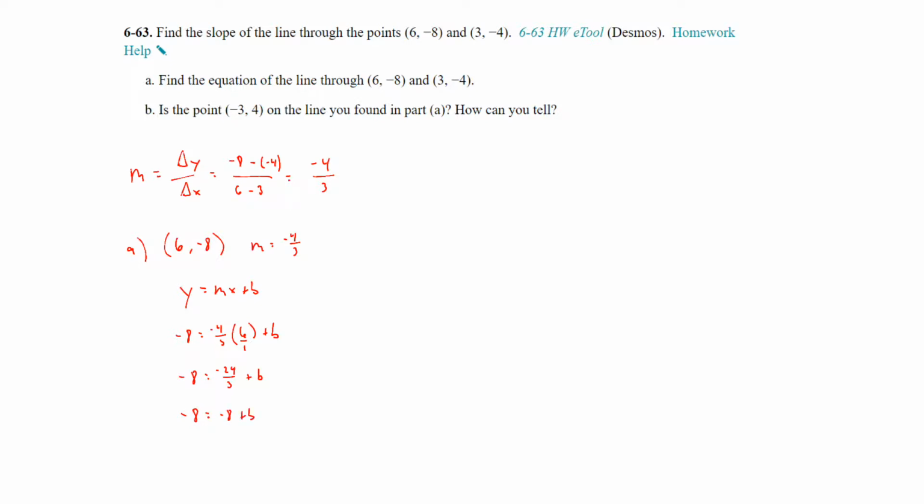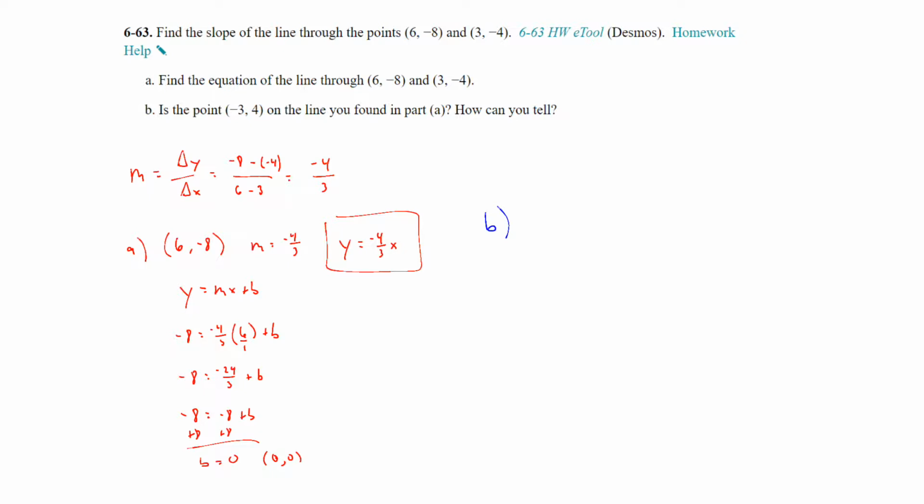But either way, you get negative 8 equals negative 8 plus b. You add 8 to the other side to isolate the b, and we get b is equal to 0, which means it crosses through the origin, and so your y-intercept is 0, 0. So your equation is y equals negative 4/3 x. You can put the plus 0 if you want, but it's not necessary. Either one is fine, though. So that is part A.